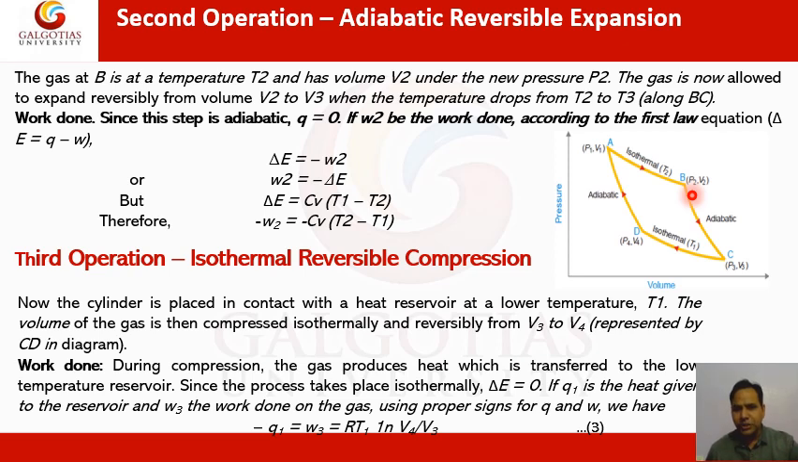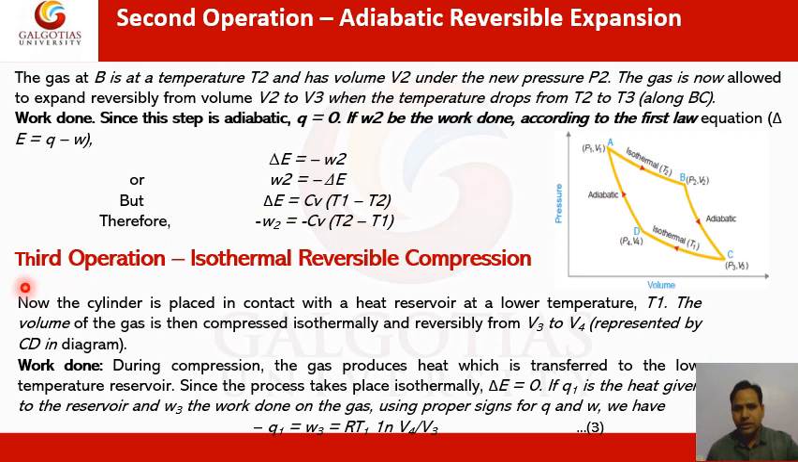The temperature drops from T2 to T3 along BC. Since this step is adiabatic, Q is equal to zero. If W2 is the work done, according to the first law, the equation is delta E is equal to Q minus W. So the overall equation is now changed accordingly.